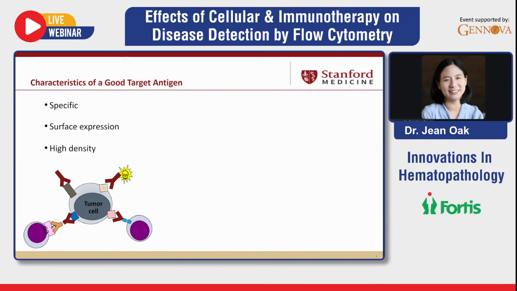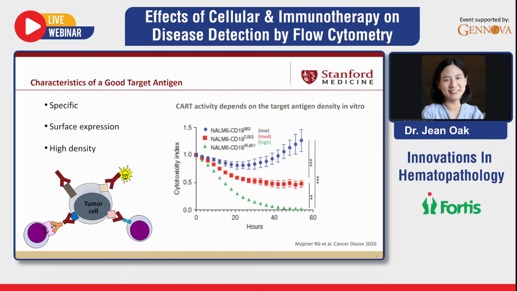the response, particularly for cellular therapy-based agents, which can be shown here in an in vitro study where non-Hodgkin lymphoma B-cell lines with varying levels of CD19 expression were incubated with CD19 CAR T cells, and it also showed that the CD19 CAR activity correlated with the antigen density of the target cells.